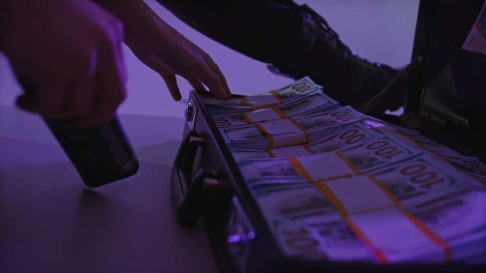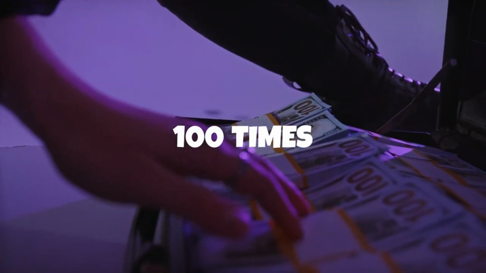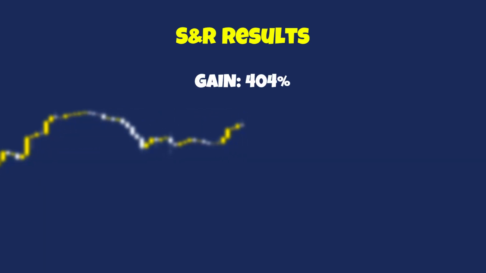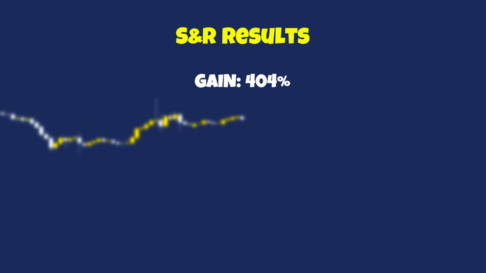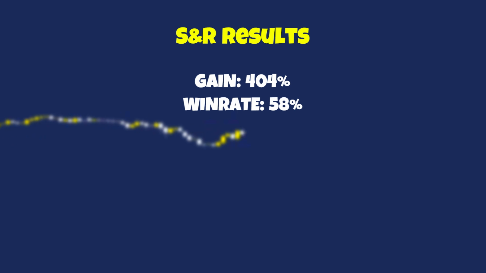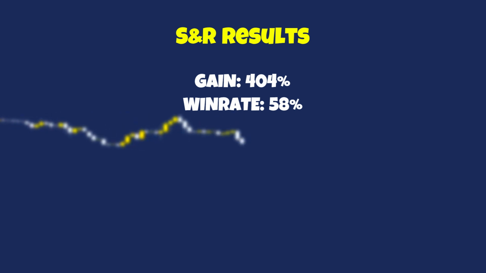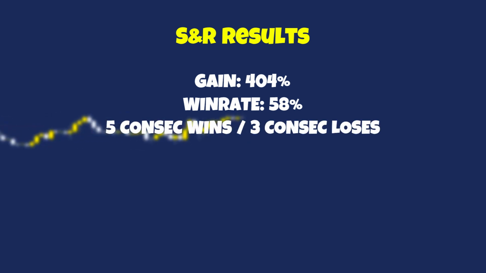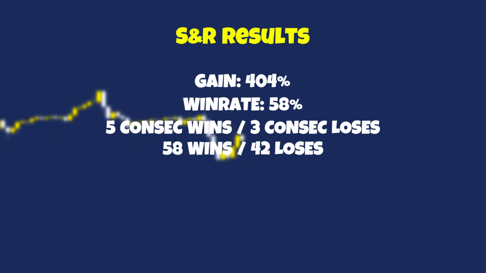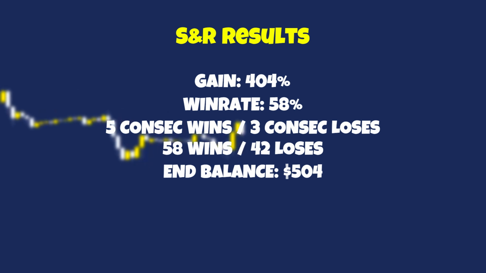Okay, now that you've seen how a buy trade works and a sell trade works, let's get straight into showing you these results that I got trading 100 times on a $100 account. So these are the results that I got with this strategy, and I made a massive 404% over 100 trades. The win rate was 58%, which is very healthy and realistic. And we had 5 consecutive wins over 3 consecutive losses, with 58 wins and 42 losses, bringing us all the way to $504 on the account.